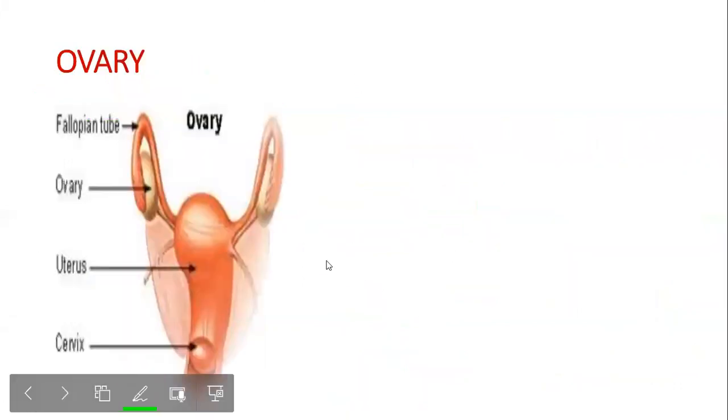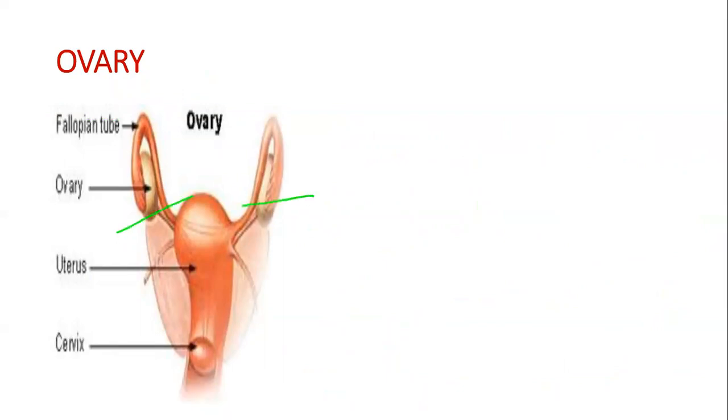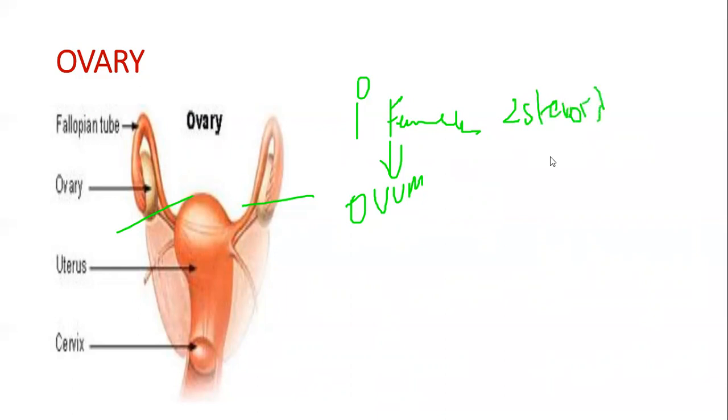Now coming to the ovary. Females have a pair of ovaries located in the abdomen, and it is the primary female sex organ, which produces ovum during the menstrual cycle. In addition, it produces two steroid hormones called estrogen and progesterone.